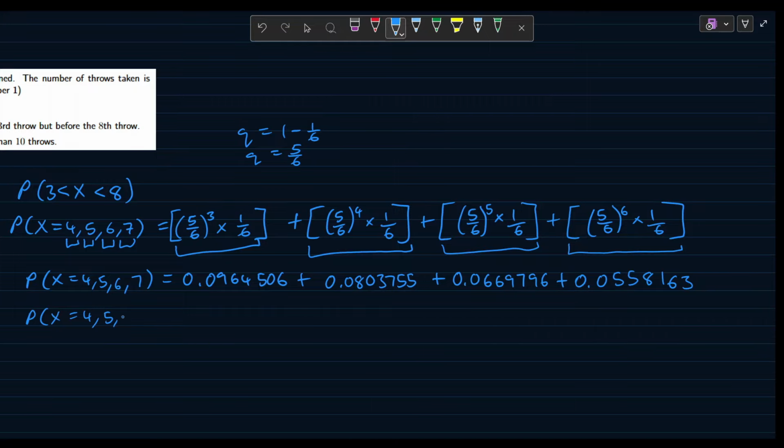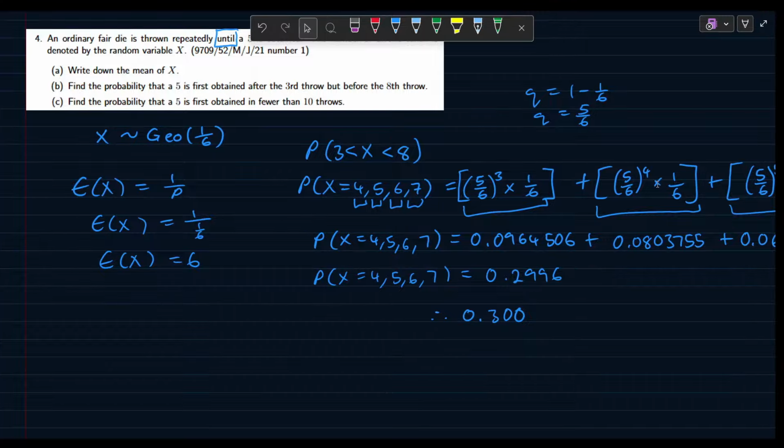Alright, so let's add up all our probabilities. This is 4, 5, 6, 7. So that's going to be 0.0964506 plus 0.08033755 plus 0.0669796 plus 0.0558163, and this gives us 0.2996. So to three significant figures, that would be 0.300, and that would be our final answer.